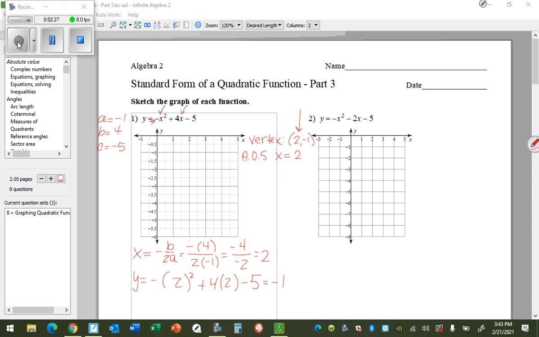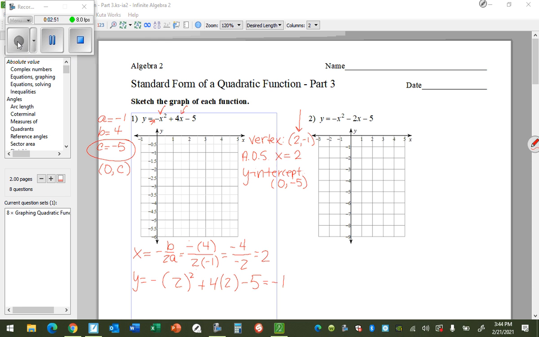The next thing we have to know is our y-intercept, and we learned that last week. Our y-intercept is always the c value, so it's always written 0 and then whatever c happens to be. Our c value is -5, so our y-intercept is at 0, -5.